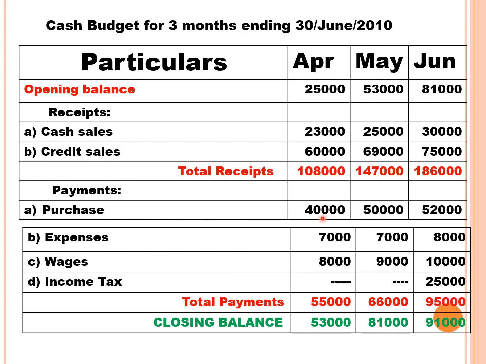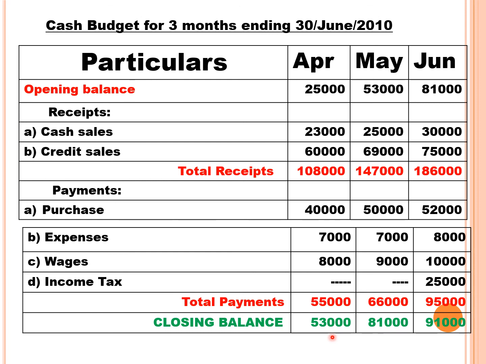So February purchase you pay in the month of April. March expense you pay in April. March wages you pay in April. Expenses and wages, 1 month. So March you pay in April. Purchases, 2 months. February you pay in April. So total payment is 55,000. So receipt 1,08,000 minus payment 55,000, you get a closing balance of 53,000.